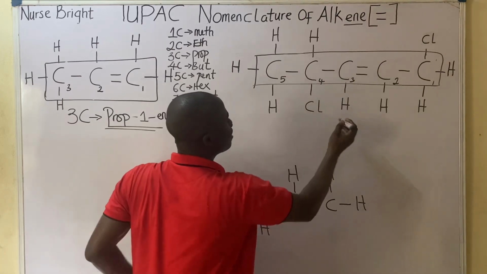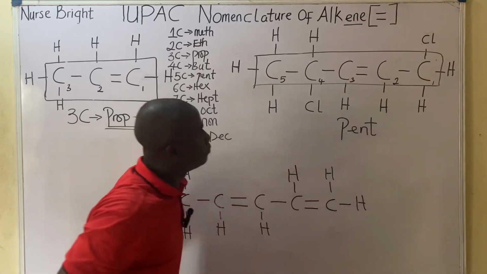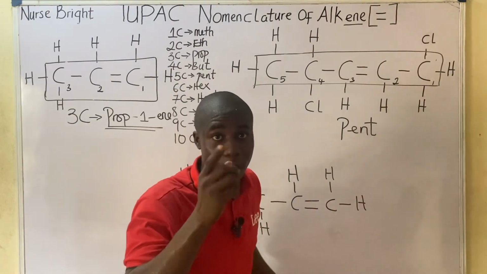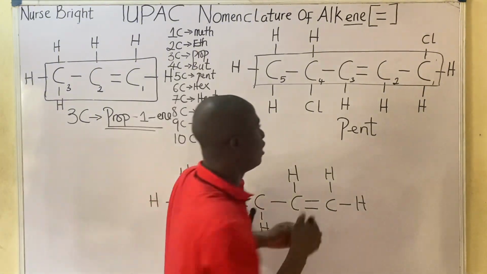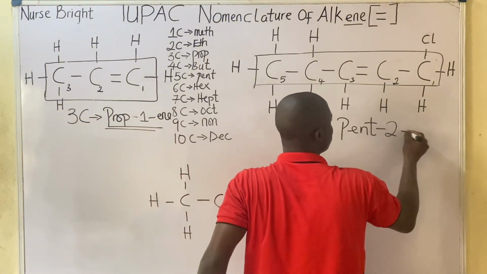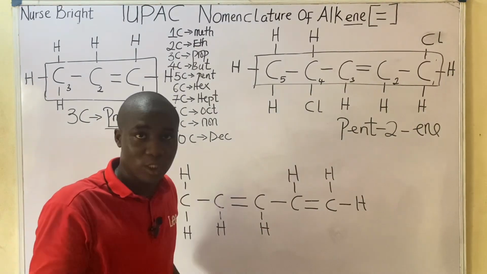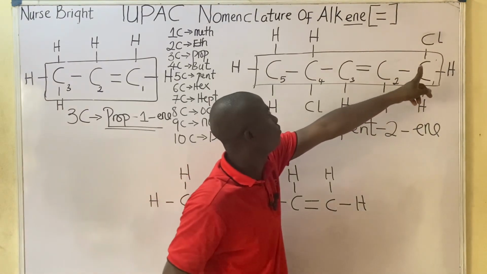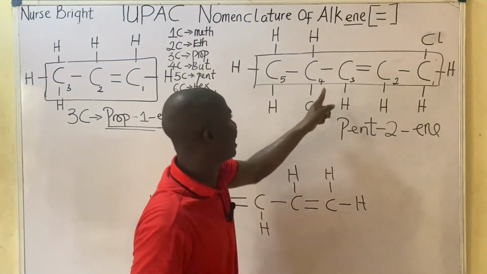So we have to follow this direction. We've seen that this compound has 5 carbons, so it should be called pent. And now the functional group, if you can see, it's between 2 and 3. Which will you go for? Is it 3 or 2? 2. I believe you understand why I'm saying 2. I've explained here. So it's going to be pent-2-ene. Now let's name our substituents. In this compound, we had 2 substituents: one at carbon 1 and another at carbon 4.